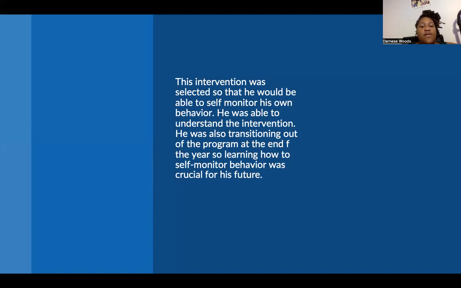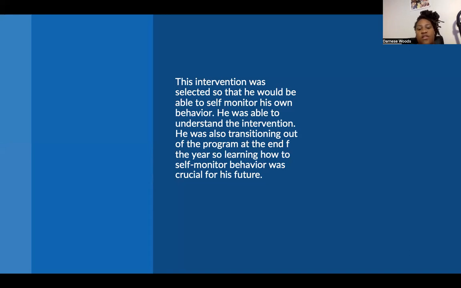This intervention was selected so that he would be able to self-monitor his own behavior. He was able to understand the intervention. So first, that was most important: was he able to understand it? So he was. He was also able to tell us which rule that he broke.